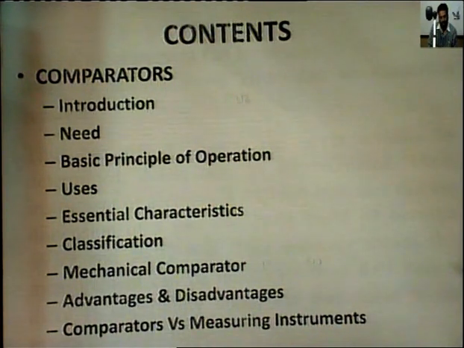Then the classification of comparators, what the different types are: electrical, electronic, optical, pneumatic, mechanical, etc. Then mechanical type of comparators, and the various advantages and disadvantages of mechanical comparators, and finally comparators versus measuring instruments. Basically comparators are also measuring instruments, also a part of metrology, but still there is some difference, the basic difference between comparators and measuring instruments.